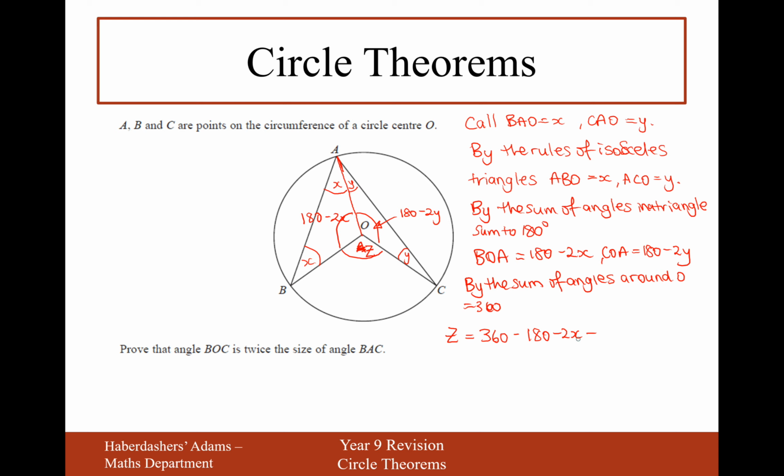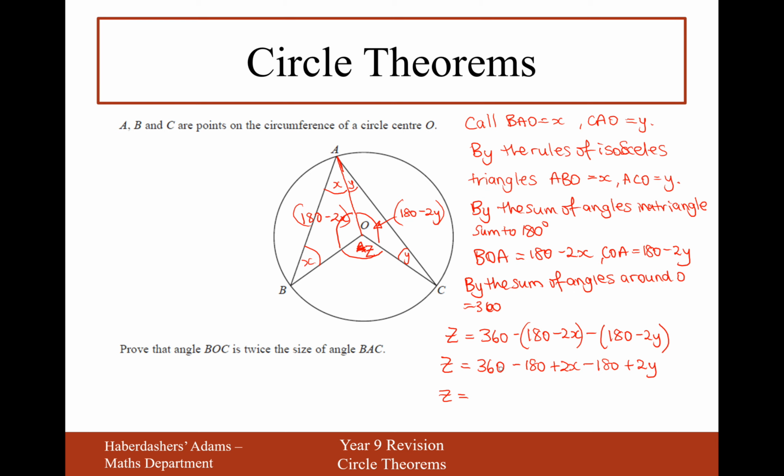So it'd be minus 180 minus 2x, and then minus 180 minus 2y, but with brackets around them, because we're taking away all of this, and we're also taking away all of this. So Z is going to equal 360, take away 180, but now we're taking away negative 2x, so that'll be add 2x, for the double negative, and then take away 180, and then it would be take away minus 2y, that would be a double negative, so that would be add 2y.